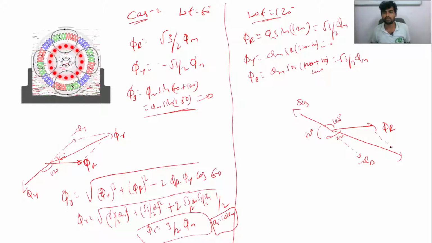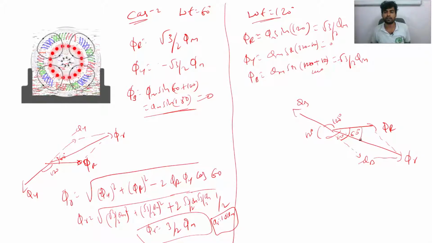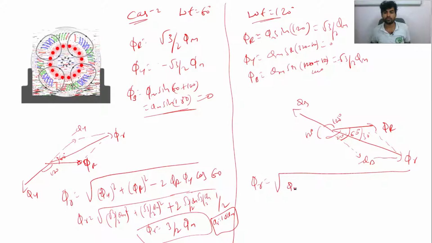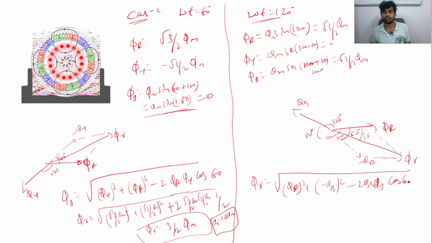So resultant, if you want, just take phi r, this one. So this one is total 60 degree, right? This one is 30 degree. So if you want resultant, apply cosine rule. Phi r is equal to root of phi r square plus phi b square minus 2 phi r phi b, minus phi b will be there. So afterwards we'll take this one is plus cos 60.